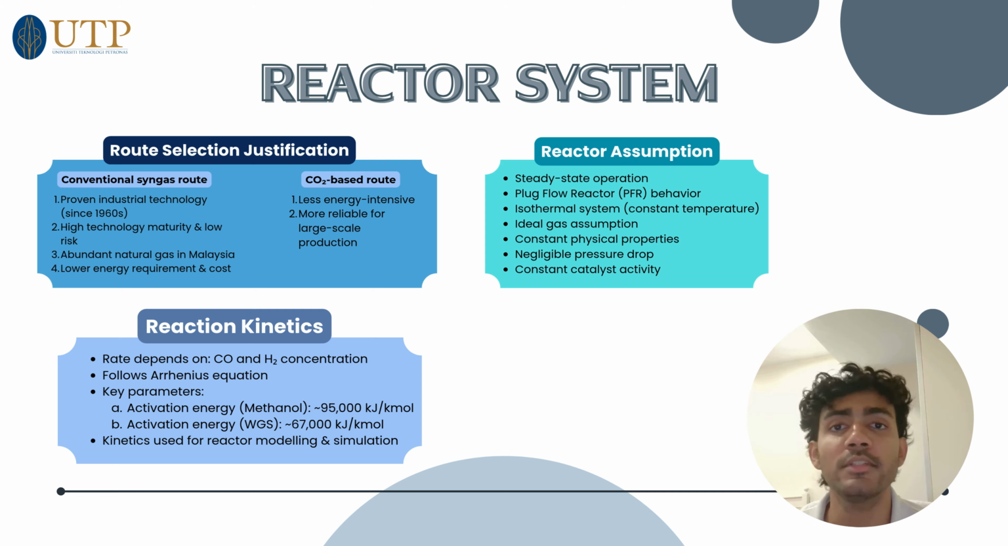For the reactor design, several assumptions are made to simplify modeling. The system is treated as a plug flow reactor with ideal plug flow behavior and isothermal operation, meaning that a constant temperature is applied in this case. The gas is assumed to behave ideally with constant physical properties, negligible pressure drop, and constant catalyst activity. Reaction kinetics are a key factor in reactor modeling and simulation. The methanol synthesis rate depends primarily on the concentration of carbon monoxide and hydrogen gas and follows the Arrhenius equation.